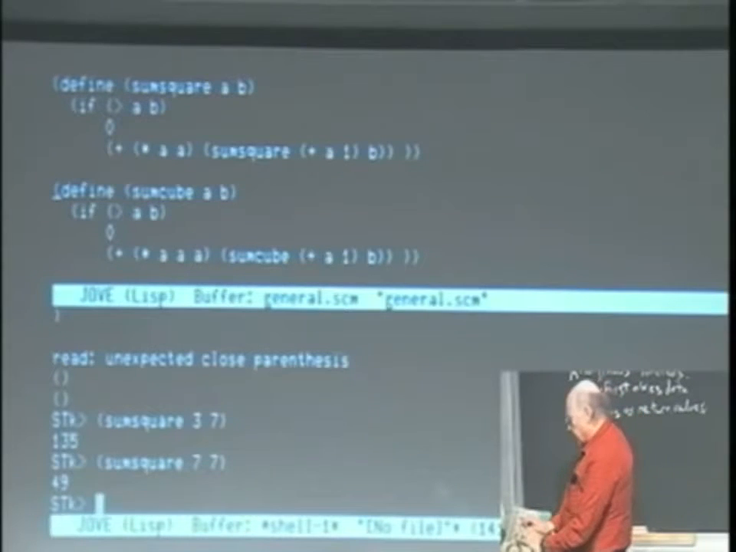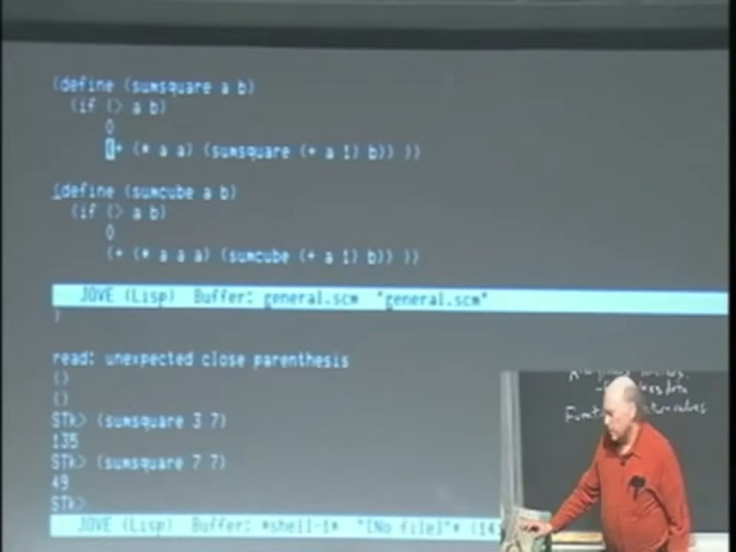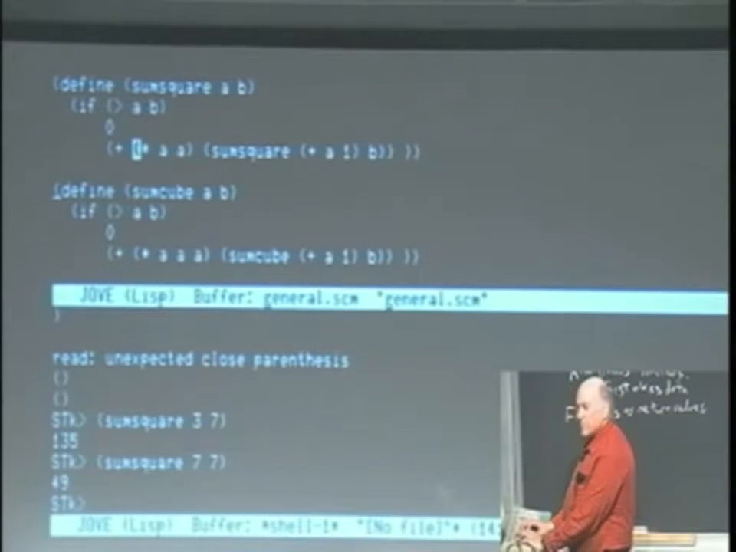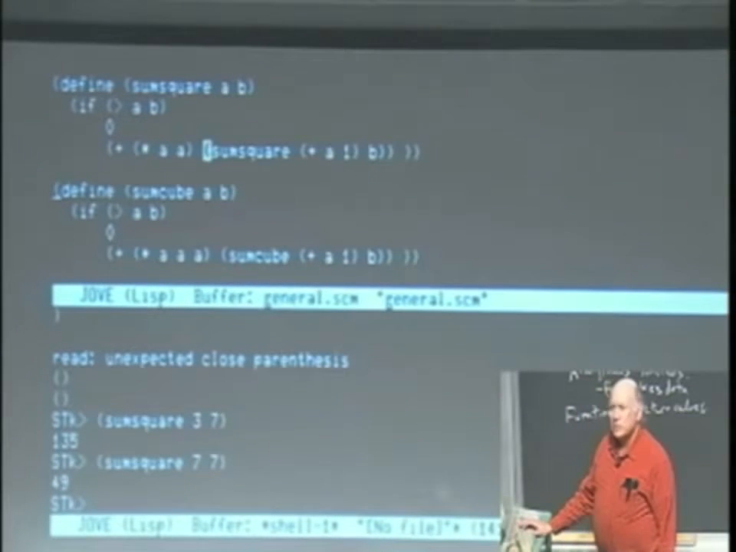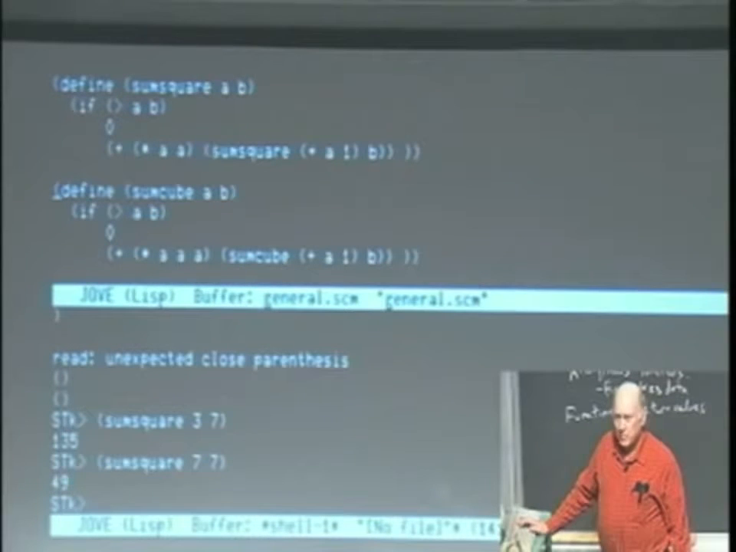So what the program does is ask, is 7 greater than 7? No, it isn't. So we come over here and we add two terms. We add 7 times 7, which is the 49, and then sum square 8, 7. So that's the second call to sum square. This time A is greater than B. So sum square 8, 7 is 0 without doing a recursion. And we add that to the 49. We get 49 plus 0 is 49, and that's the answer. Okay? Happy?